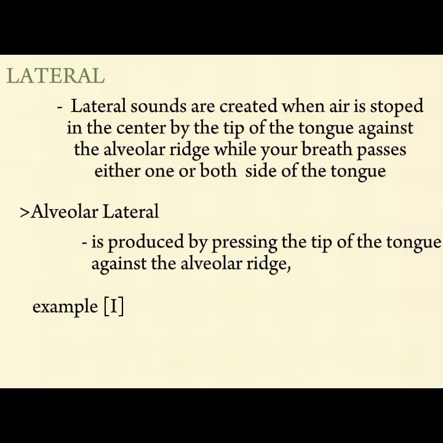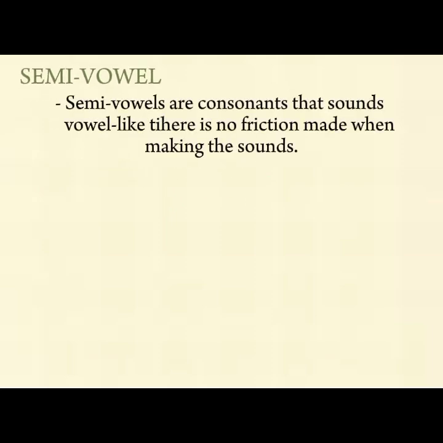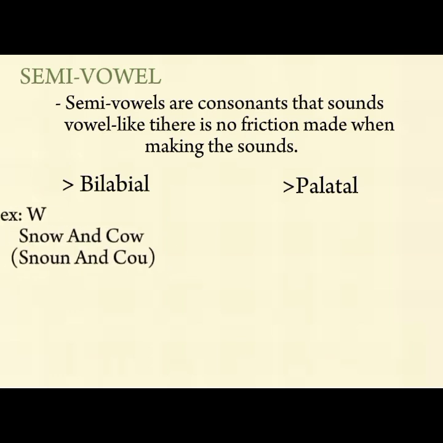For example, L. Semivowels. Some vowels are consonants that sound vowel-like. There is no friction made when making the sounds. Meaning to say, ang semivowels ay ito yung may pagka-similar yung vowel sa consonants. So we have the bilabial and palatal. Sa example ng bilabial ay ang W.